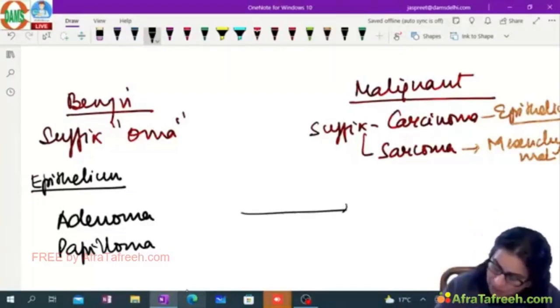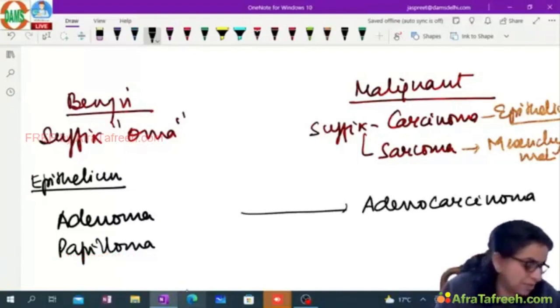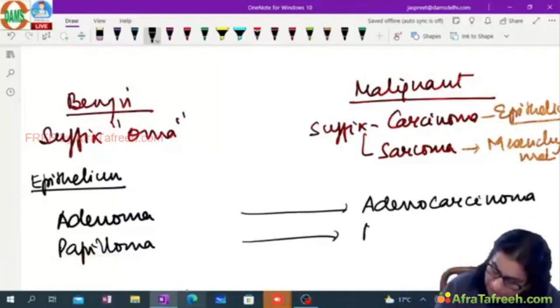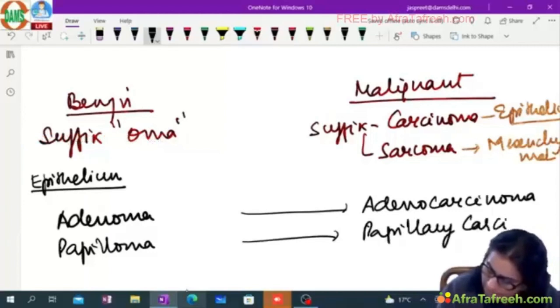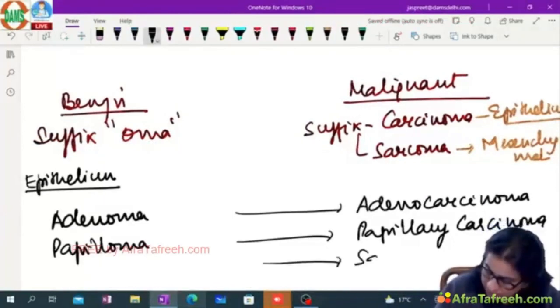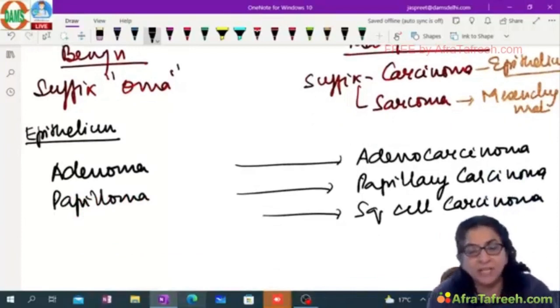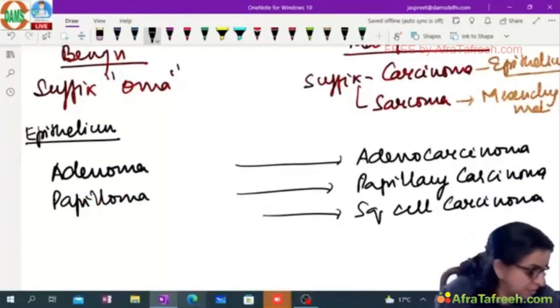The malignant counterpart is adenocarcinoma, or papillary carcinoma. Then, arising from the epithelium, you have squamous cell carcinoma. So carcinoma arising from the squamous epithelium is squamous cell carcinoma. Carcinoma arising from the glandular epithelium is adenocarcinoma. Okay, so this is epithelium.